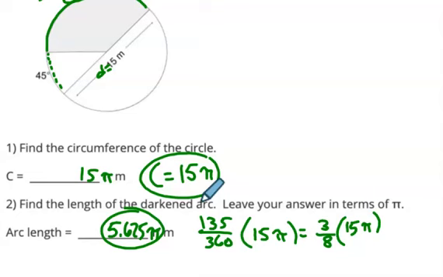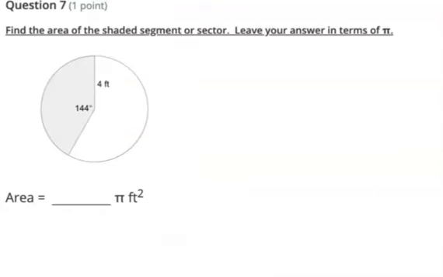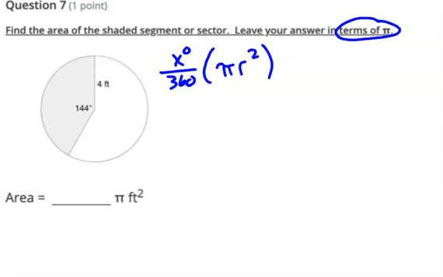Okay. Then we move on to sector area. So finding the area of the slice of pizza. Find the area of the shaded segment or sector. This one says leave your answer in terms of pi. I think some of them, or one of those, will end up switching. So what we have is we need the amount of degrees over 360 times pi r squared. So we need to know how many degrees, and we need to know what the radius is. Those are the two things we need to know for sector problems.